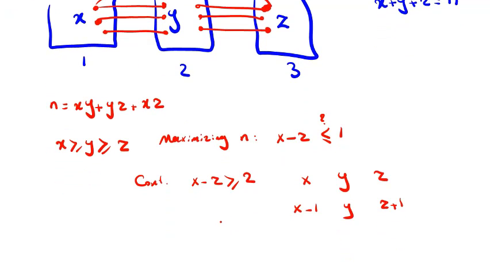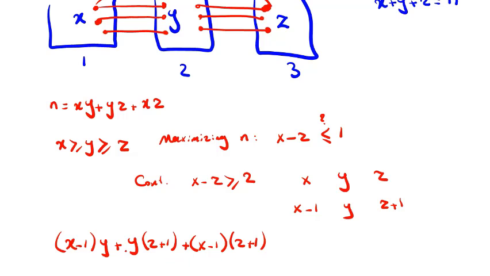Let's see what changes we have. In this expression, we have (x minus 1) times y plus y times (z plus 1) plus (x minus 1)(z plus 1). Now here we can say, okay, we have xy, yz, zx. If you pay attention, you have negative y and positive y. They will be cancelled. xy plus yz plus xz plus x minus z minus 1.